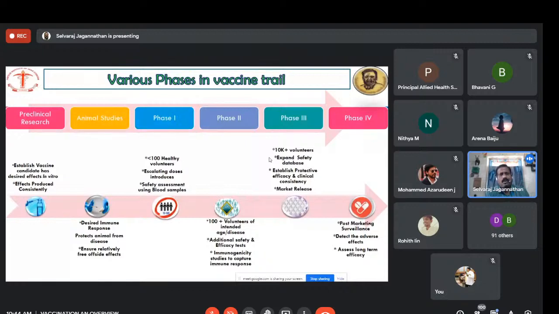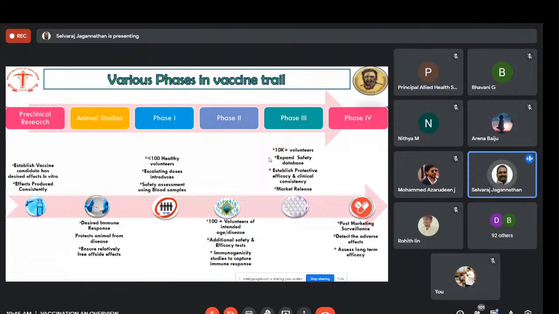Once it's completed, we go to human volunteers in phase 1, with fewer than 100 volunteers. Here we are doing dose escalation. Escalation means at that time we concentrate on a dose of 0.5 ml, or 0.1 ml, or 1 ml, based on the results we obtain from the blood samples in phase 1.